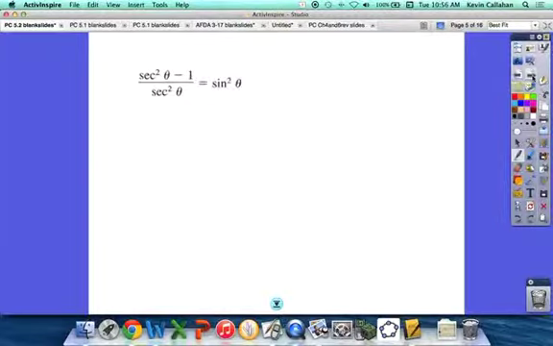Some of them are also the checkpoints. But to verify this identity, we need to make the left look like the right. And rule number 1 is, probably you're going to work on the side which looks more complicated. Okay, Thomas, you awake there? Okay, which clearly would be the left-hand side. What kind of substitution suggests itself here?